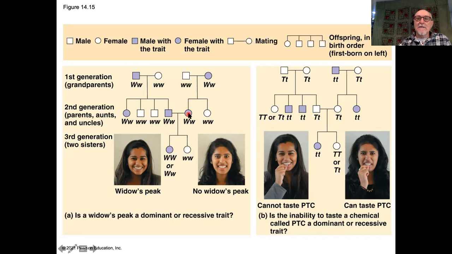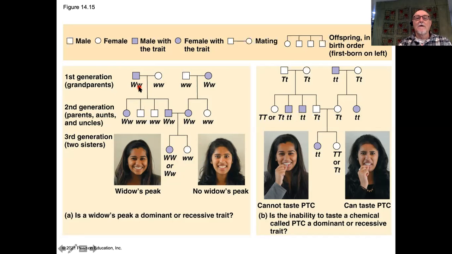There's only one way to explain this inheritance. We need to determine whether or not this widow's peak is a dominant trait, or if it is a recessive trait. And the answer is that it must be a dominant trait. It has to be dominant. Look here, she here is either homozygous or heterozygous. She is homozygous and does not have the trait.